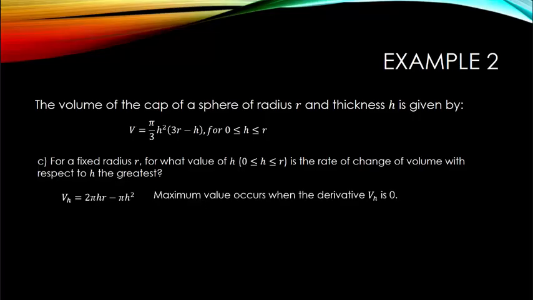So I have to take the derivative of Vh now. The derivative of Vh with respect to h simplifies to 2r minus 2h. I've just divided through by my pi value. I add 2h to both sides, divide through by 2, and I find out that when h is equal to r, I will get the maximum rate of change in the volume with respect to h.